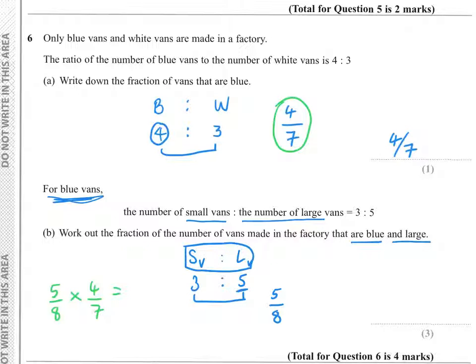So does anything cancel here? Yes. So we'd have 5/14 of the total number of vans are blue and large. Also, you may not have got 5/8 because you may not have cancelled down, so you may have got something like 20 over the original, which was 8 times 7, which is 56. So don't worry, you can leave it as 20 over 56 if you want.